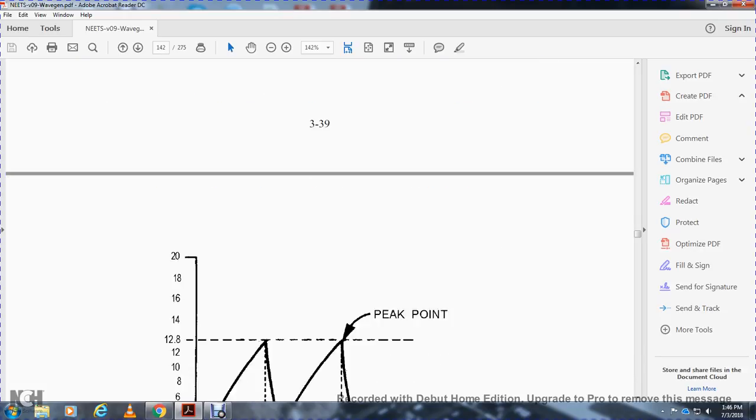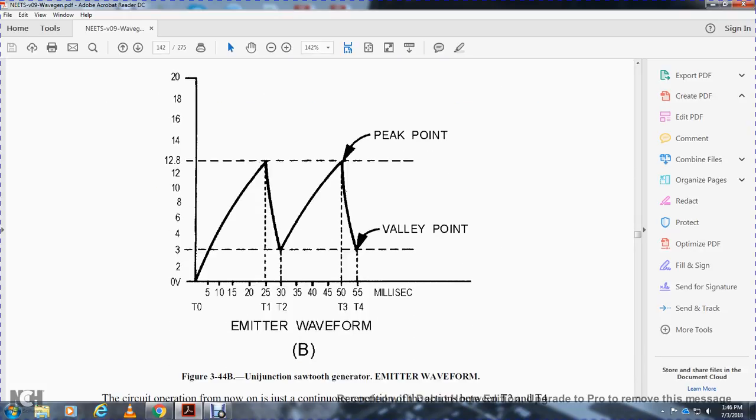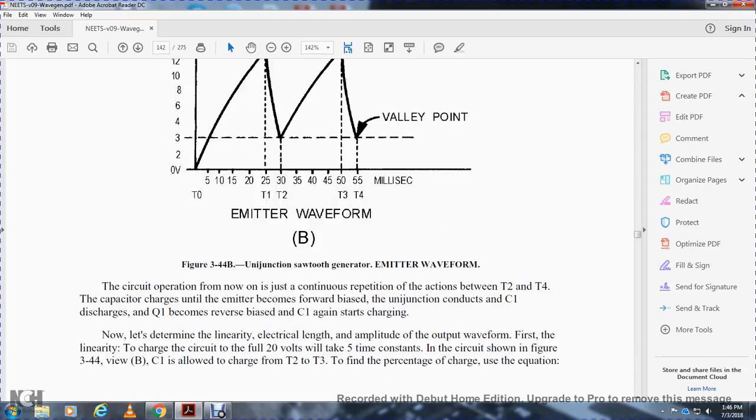Figure 3-44 view B shows the unijunction sawtooth emitter waveform, with the peak point at 12.8 volts, the valley point, and the time intervals 1 to 2 and 2 to 3 in microseconds. The circuit operation from now on is just a continuous repetition between time intervals 2 and 4. When the capacitor charges, the emitter becomes forward biased and the unijunction conducts. When the capacitor discharges, the transistor becomes reverse biased and capacitor 1 again starts charging.